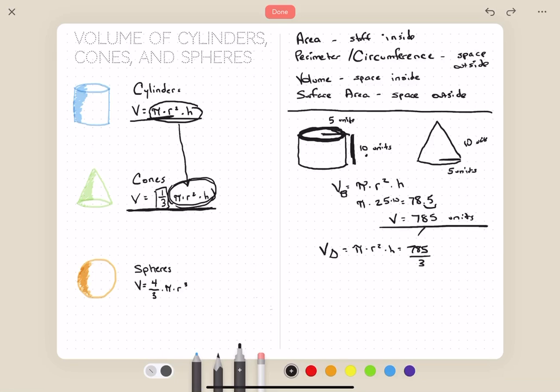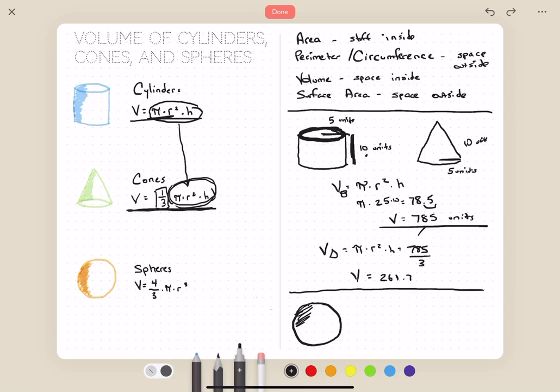So 785 divided by 3 is 261.7. And I just rounded to the tenths place. That's all. You don't need to worry about anything else. You just figured out the volume of a cylinder and the volume of a cone without any issues, okay? And the last one's super easy as well. Again, you just need to know your vocabulary, because all you have to do is plug it into an equation.